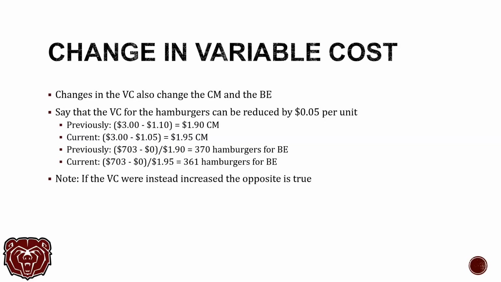Now we would be looking at a $1.95 contribution margin, meaning there is more available after variable costs to put towards our fixed costs. Okay, so that's a good thing. What that'll end up doing is it will end up reducing our break-even point, meaning instead of 370 hamburgers that we had to sell to break even, now if we can reduce our variable cost by 5 cents, we only need to sell 361 hamburgers to break even.